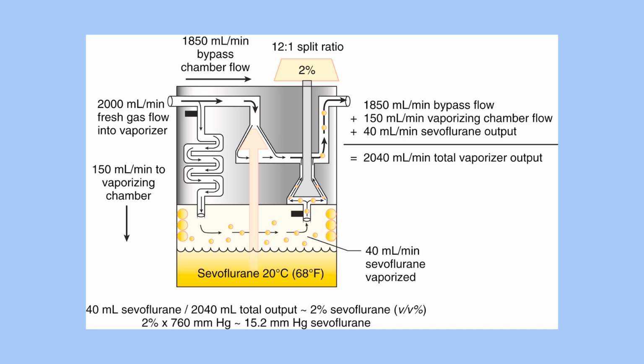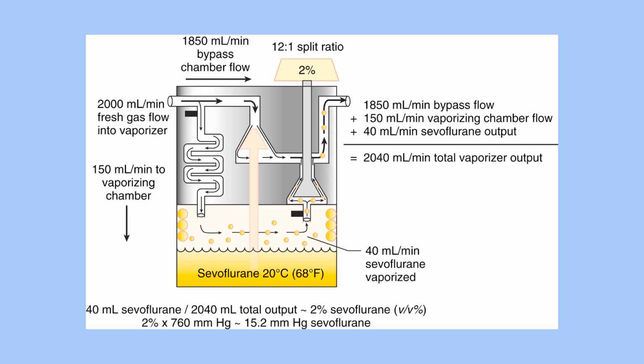Now, the specific ratio of fresh gas flow divided between the bypass chamber and the vaporizing chamber is known as the splitting ratio. Different concentrations result in different splitting ratios. And the physical properties and clinical concentrations of each agent are unique. So the splitting ratios are specific to each agent and dial setting. Thus, vaporizers are agent specific.